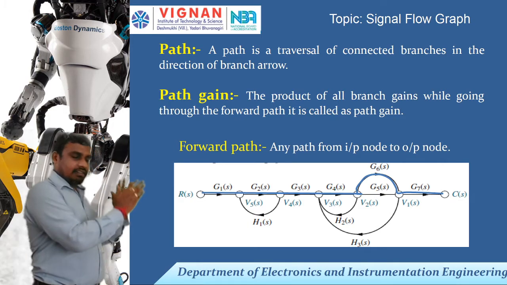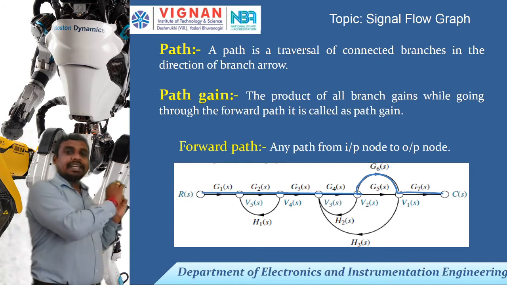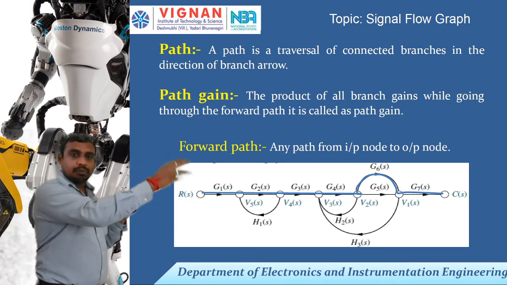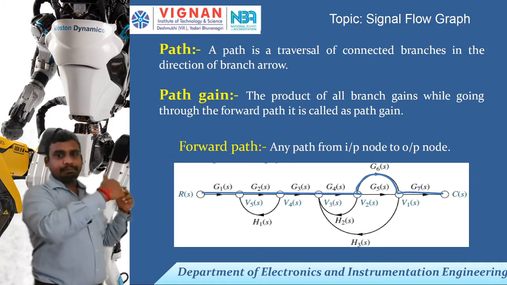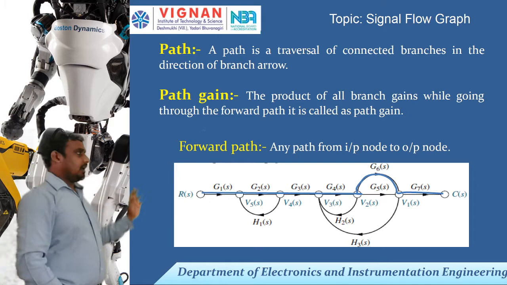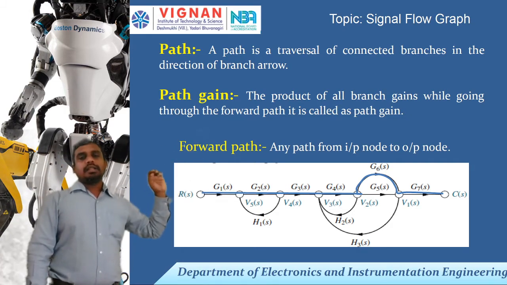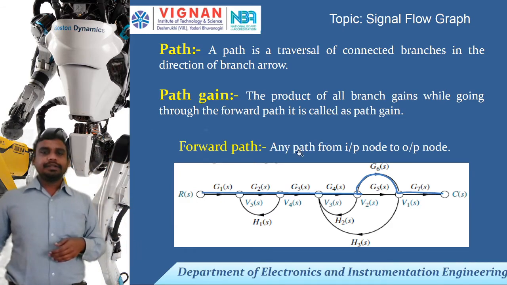When the signal is traveling from input to output, choosing a certain path and ending at the output node, it is called a forward path. It can choose any direction, any branch, but at the end it should travel from input to output, right? Then those kinds of paths are called forward paths, right?